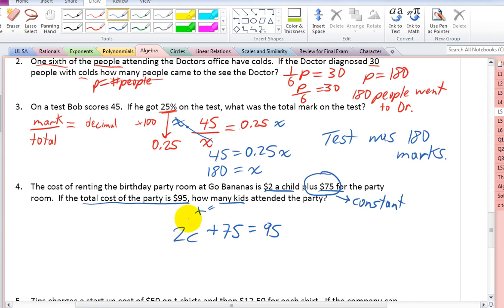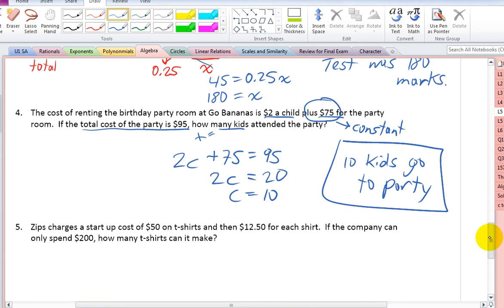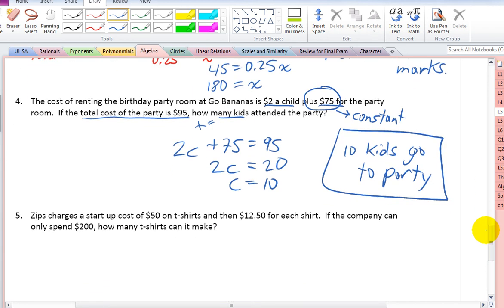Okay. Now you could use C, you could have used X, whatever letter you want. Solve for how many kids go to the party. Go. So we have 10 kids go to the party. Okay. Makes it easier to find the answer and put a box around it.